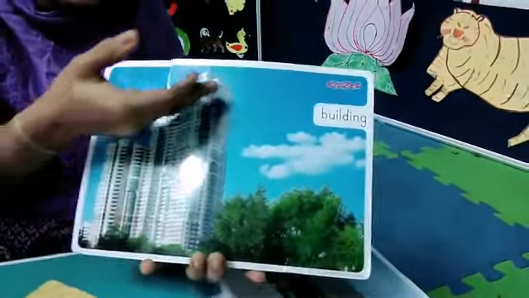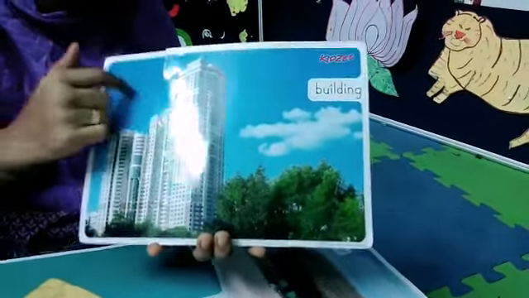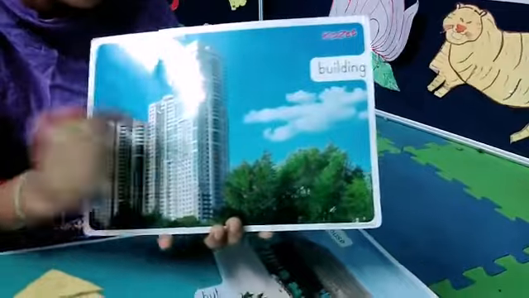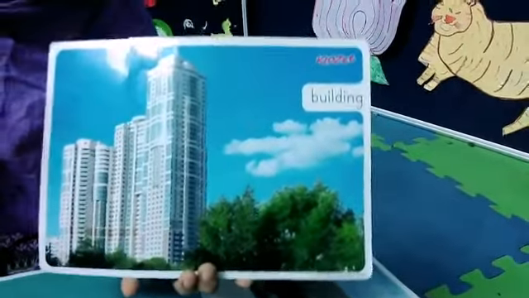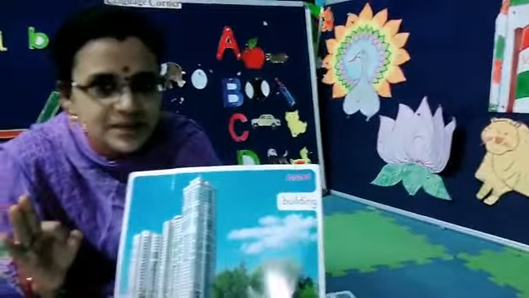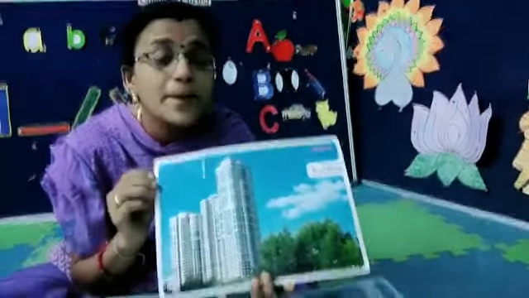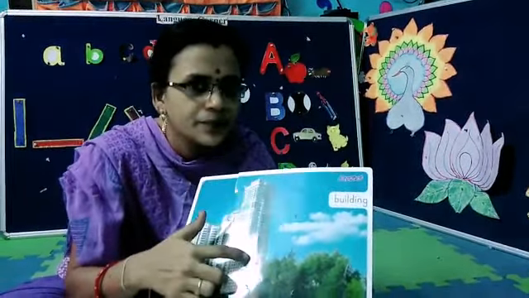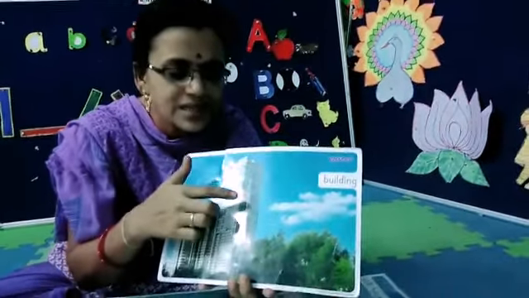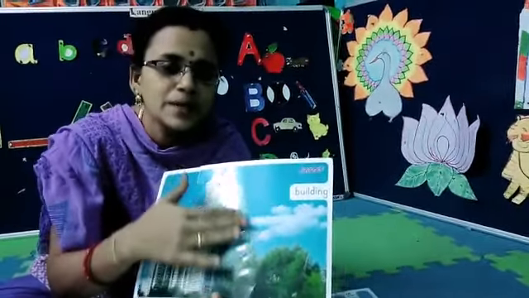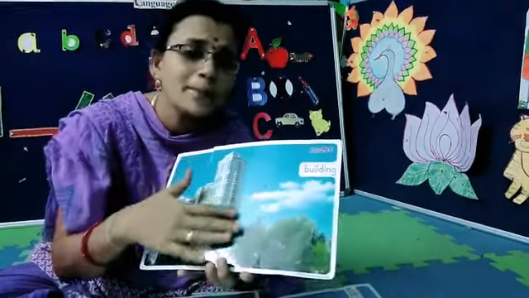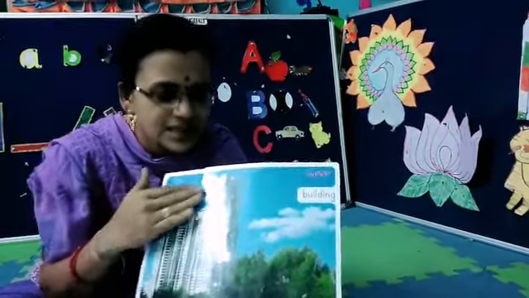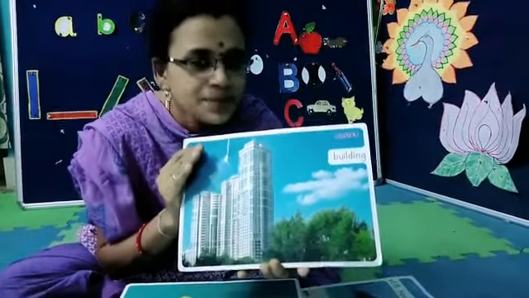Okay, kids, this is a building. Everybody say, this is a building. This building is also made up of sand, cement and bricks. Okay, kids? So, it has many apartments. In this building, we can stay more number of families. Am I right? This building we can see in the city places.